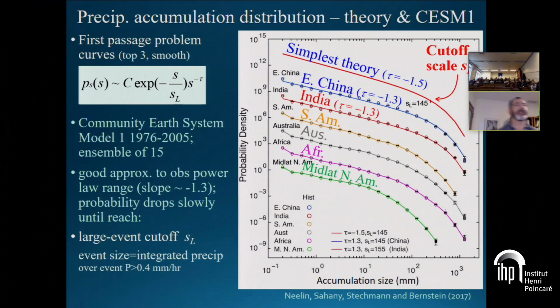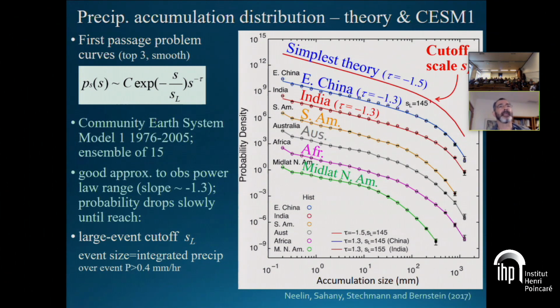Okay, so here's an example of looking at accumulations in a climate model. This is from a 2017 study. The simplest theory, where you just say your precipitation has an on-off switch, gives you a very simple first passage process for which the exponent is -1.5. When you have the ramp function in the stochastic model, it comes down to around -1.3, which matches what you get from the full community Earth system model fairly well, shown for different regions here, in each case with a roughly exponential drop-off above a cutoff scale.